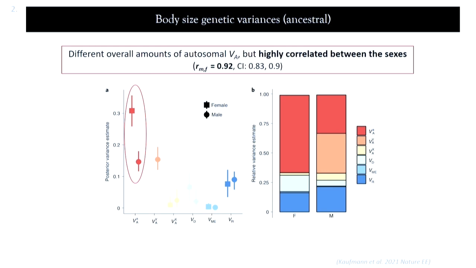So if we then turn to our quantitative genetic analysis, we see that overall males and females share the effects of the genetic variance. It shows a very strong correlation between the sexes, 0.92, the intersex genetic correlation, although there are overall different amounts of additive genetic variance between the sexes. But this overall high genetic correlation between the sexes explains the correlational responses.